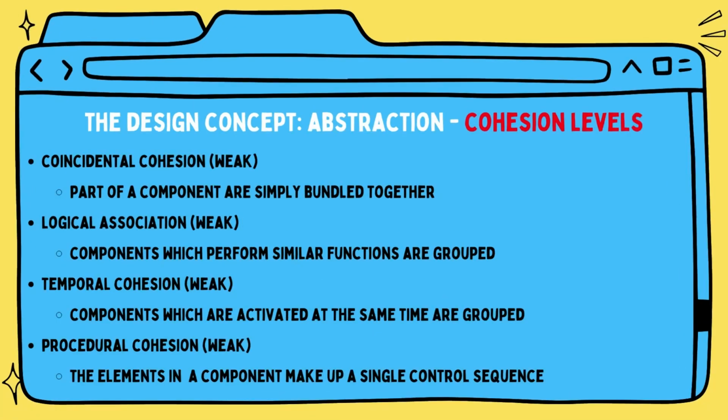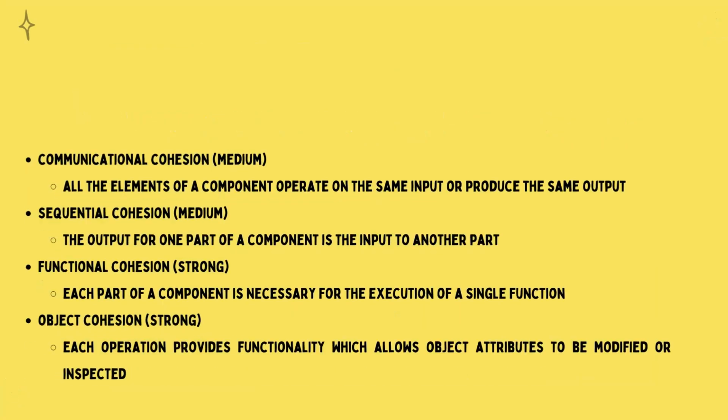Cohesion levels. Coincidental cohesion, weak: parts of a component are simply bundled together. Logical association, weak: components which perform similar functions are grouped. Temporal cohesion, weak: components which are activated at the same time are grouped. Procedural cohesion, weak: the elements in the component make up a single control sequence.